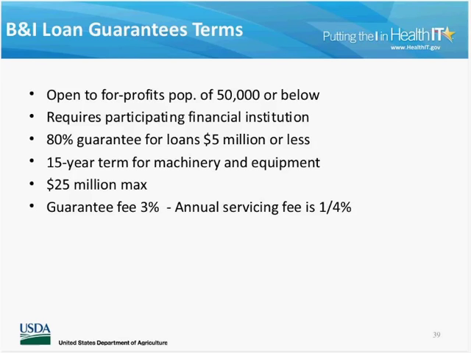If it's a real estate type of loan, it can be structured all the way to 30 years. If it's a machinery and equipment loan, you're looking at a 15-year note. You do have some fees that get tied to this. At the day of closing of the loan, USDA receives a 3% fee, and then from that point on, there's an annual fee of 0.25%.